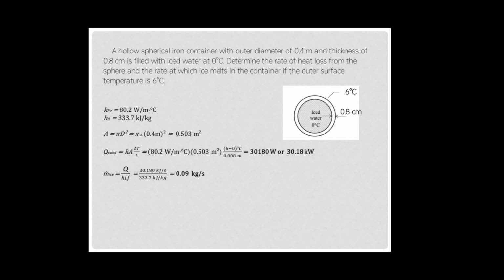Now, let's assume that the steady operating conditions exist since the surface temperatures of the wall remain constant, and the heat transfer through the shell is one-dimensional. The thermal properties of the iron shell are constant. And lastly, let's assume that the inner surface of the shell is at the same temperature as the ice water, which is 0 degrees Celsius.